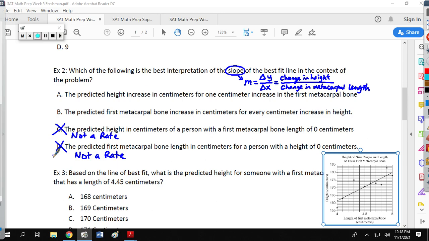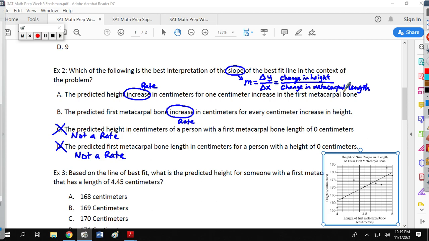Okay, so that we see a rate word. So of these other two, we see the word increase. Those are the words that indicate that it is in fact a rate. So then we just have to figure out which rate is the correct rate. Well, that comes down to the units. The slope has to be the change in y over the change in x. If we look at the scatter plot, the y-axis is marked with height, meaning that it needs to be the change in height for every metacarpal length. Okay?